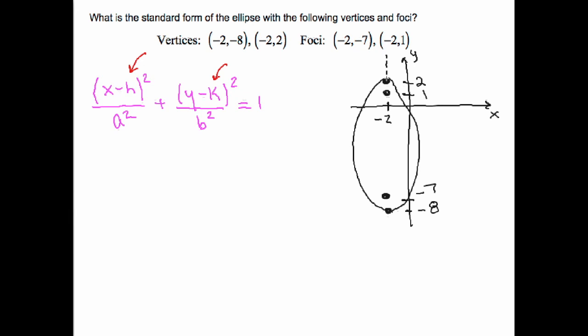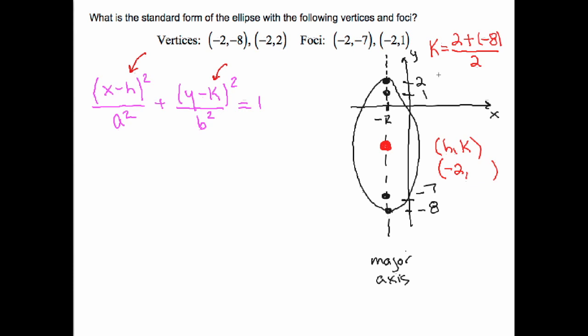And I'll take a look right along the major axis where the vertices lie, because it is along the major axis that I'll find the center h, k of my ellipse. Now by inspection, I see that h is -2, and I have to find k. But k will be halfway between 2 and -8. So 2 plus -8 divided by 2 is -6 divided by 2, and that's -3. So I do have h and k. h is -2 and k is -3.